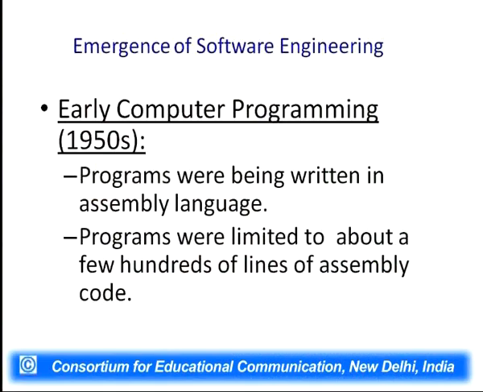So, when we talk about emergence of software engineering, basically we will talk about the different ways in which programming techniques have evolved. So, during the 1950s, that is the early computer programming days, the programs were basically written in assembly language. So, these programs were limited to about few hundred lines of code of assembly code, because assembly language coding was a very cumbersome and a very tedious task, and instructions had to be hard coded and they had to be fed into the system, and then these programs used to run.